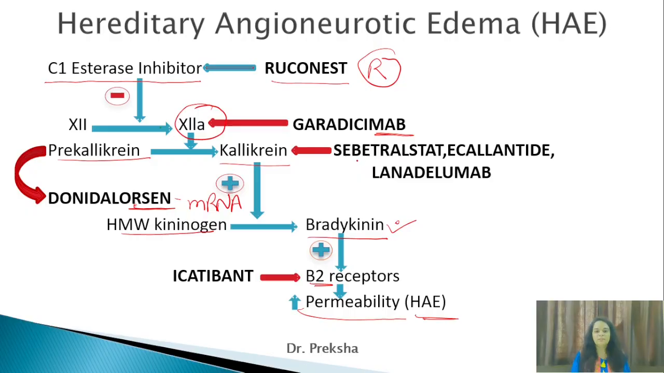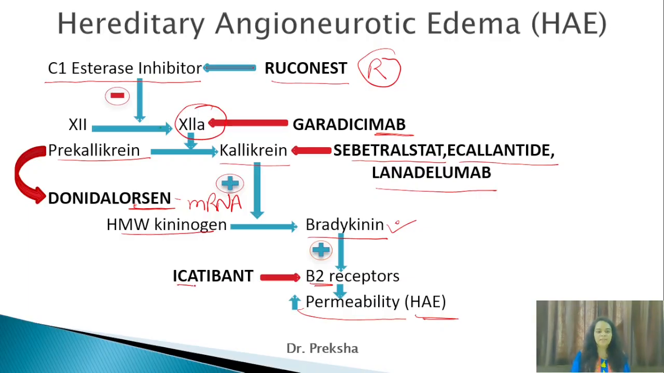Now other drugs are sebetralstat, ecallantide, lenalidomide. These drugs target kallikrein. Sebetralstat, ecallantide and lenalidomide. Lenalidomide is a monoclonal antibody, and all these drugs target kallikrein.